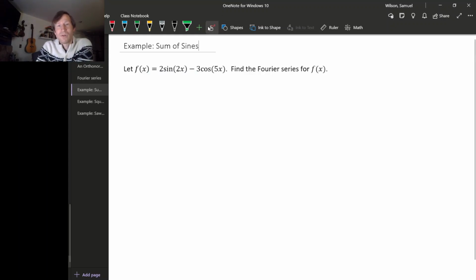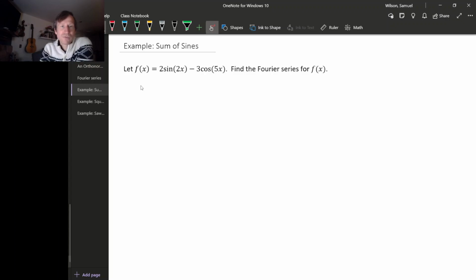So let's work out an example of finding a Fourier series. So let's use this function. f of x is 2 times sine 2x minus 3 cosine 5x. Now, of course, this particular function I have written down as its Fourier series already. So really, all we're doing for this particular example is just checking that the process that we have of computing a Fourier series term by term by computing these inner products really does work. We'll look at more complicated examples later.